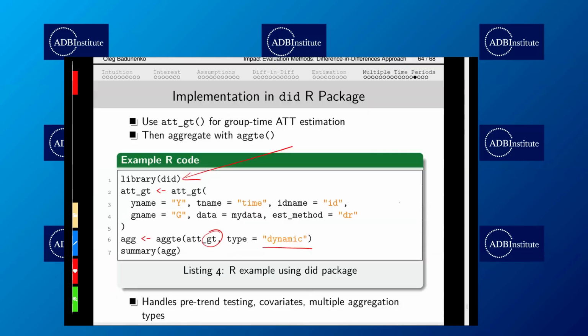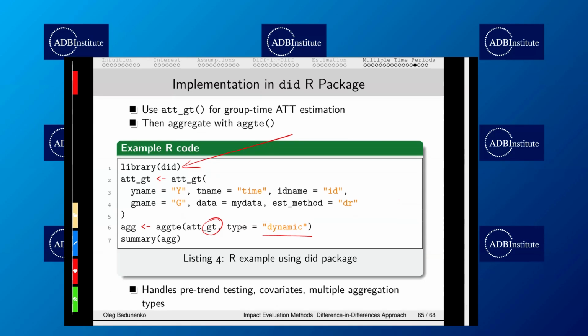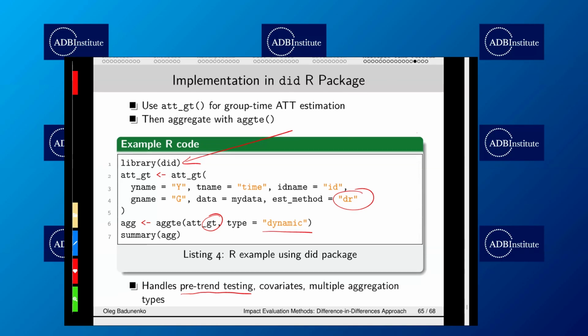So this is a very simple example for the R package. It handles pre-trend testing. Somebody asked yesterday about pre-trend testing. So that's what's implemented in this package. Covariates, multiple regression types, right? So here the estimation method is doubly robust, right? But you can use different types of estimation methods. So this is about R.